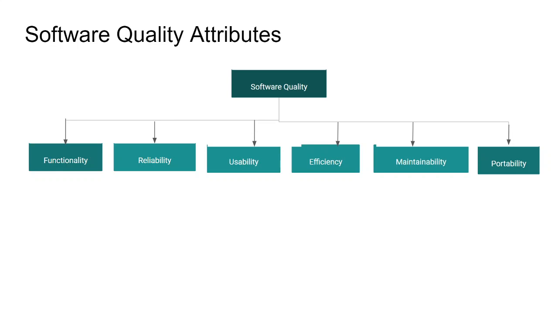Next is usability. What is usability? Again, we say it as user friendly. That is the capability to be understood, learned, and used. That is usability. Efficiency, the capability to provide appropriate performance relative to the amount of resources used.